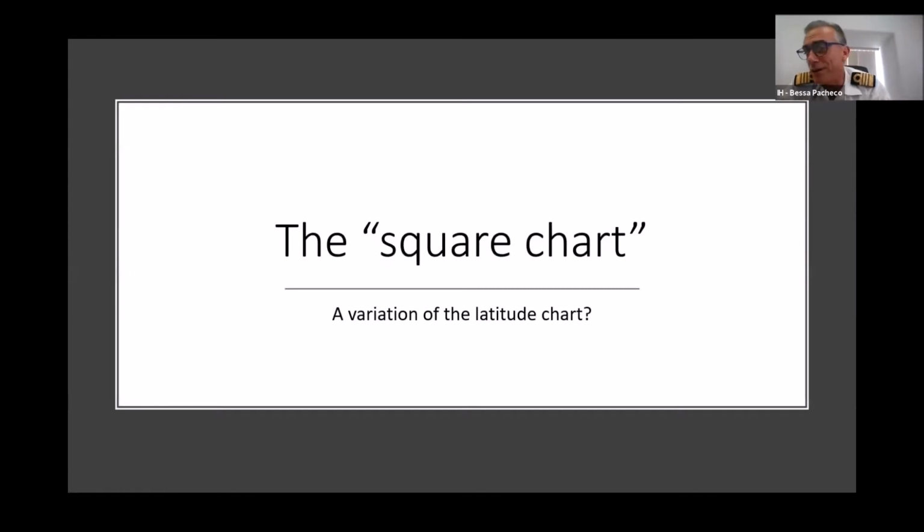And then we have something called the square chart. The square chart went through a discussion for some time. And then I believe Joaquim just nailed it a few years ago with a paper that really said it all. So why am I bringing it here? I might have just a little thing that I could add to what was called the square chart. Is it a variation of the latitude chart?